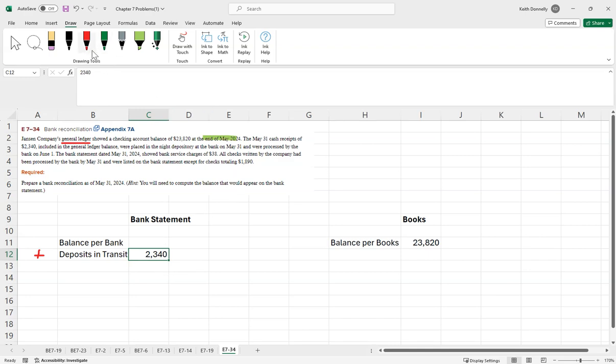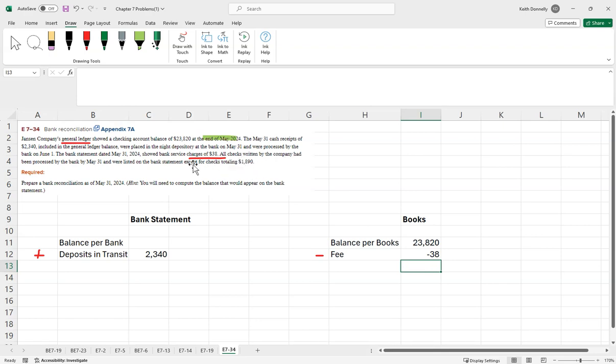Then it says the bank statement showed a service charge of $38, right? So we're going to have to back that out over here, right? The fee. You open up the bank statement, you don't know that you got charged this fee until you opened up the bank statement, right?